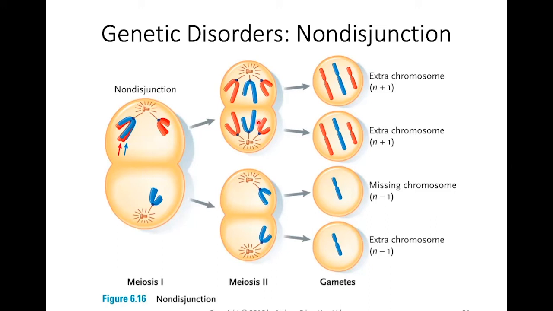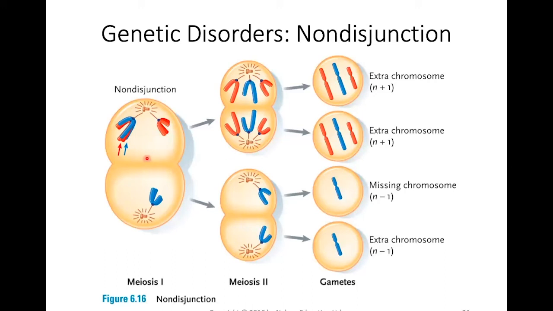Now, certain non-disjunctional disorders, such as trisomy 21, where individuals have an additional 21st chromosome, are able to live well into adulthood and to thrive. Individuals with trisomy 21, which is also known as Down syndrome, typically experience developmental delays or even mental impairments.